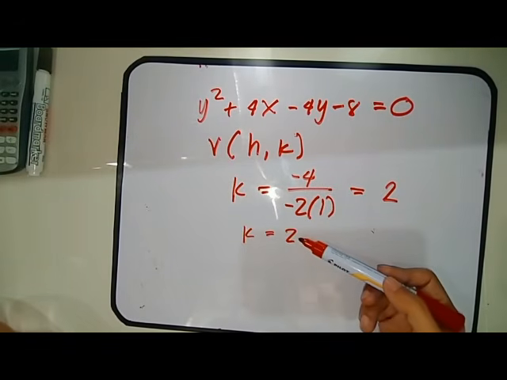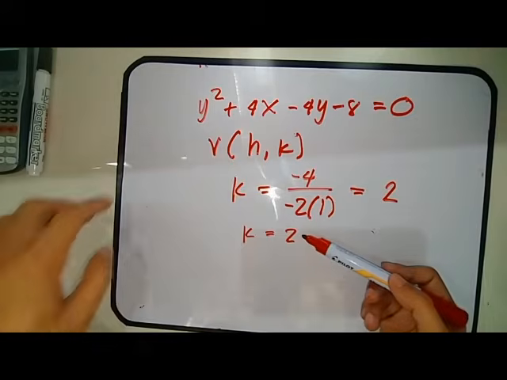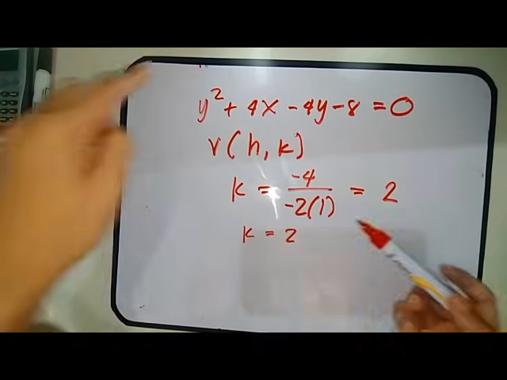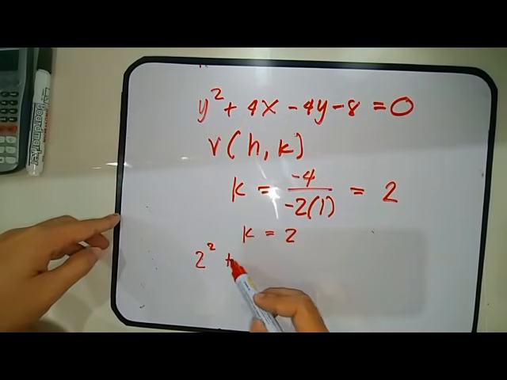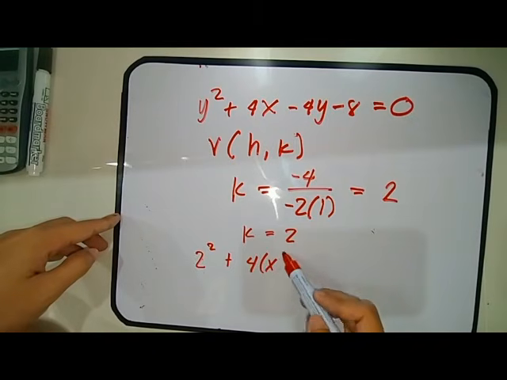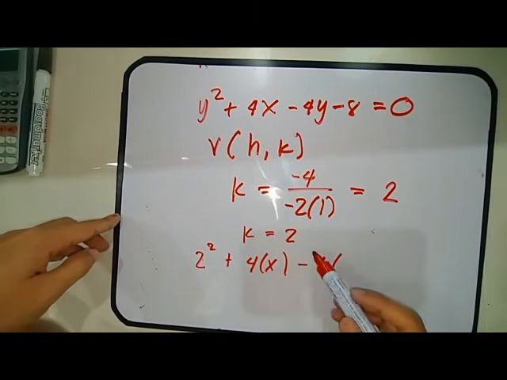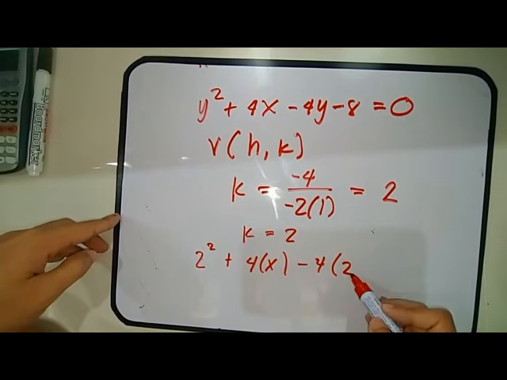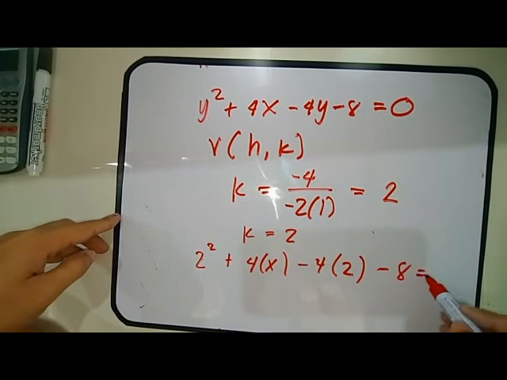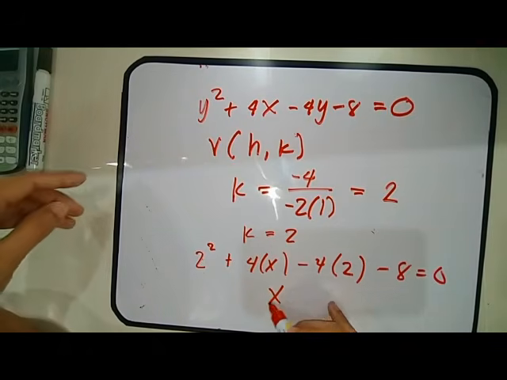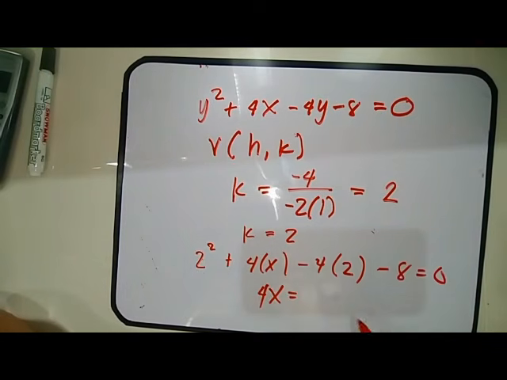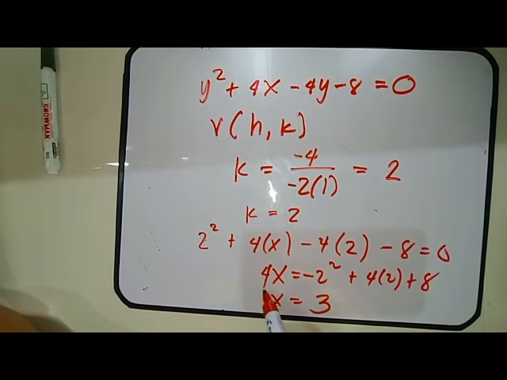So, if k is 2, it means that pwede nating mahanap yung x dito. So, we have 2 squared plus 4x minus 4 times, so y natin is 2, minus 8 equals 0. So, i-solve natin yung x. So, x equals, so you have 4x, ilipat natin sa kabila. You have negative 2 squared. So, ito, dalawa, pareho silang magiging plus. So, plus 4 times 2 plus 8. So, x will be 3.